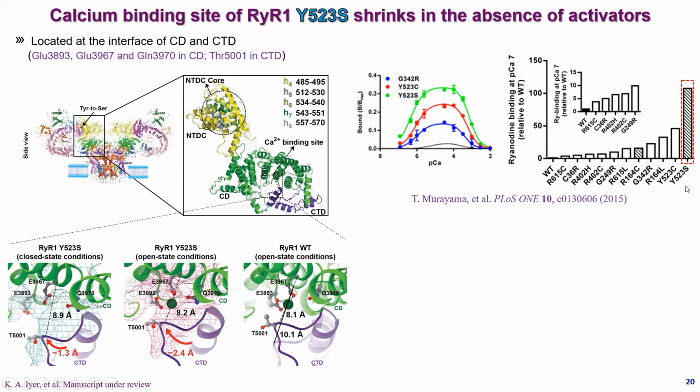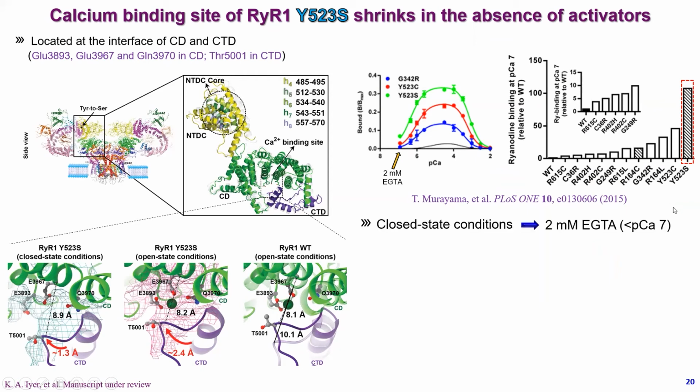Perhaps this is better appreciated in the bar graph here, where you can see that the Y523S mutation shows increased binding as compared to wild type. You can also see that the R164C mutation shows a more modest increase in binding as compared to wild type.